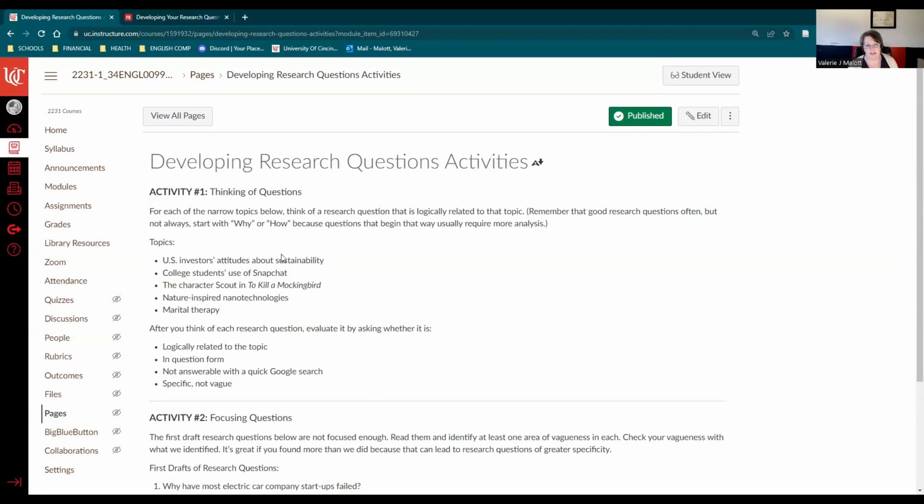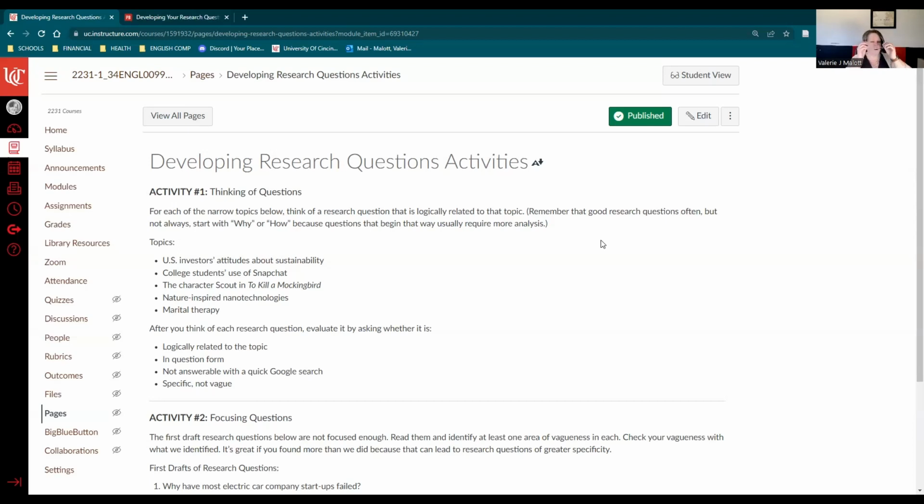So for each of the narrow topics that are suggested below, think of a research question that's logically related to that topic. You have to keep in mind that good research questions often, but not always, start with those words how or why, right? Not necessarily what. What is more of subject matter and is just simply reporting. Whereas if you are asking questions why or how, that leads more to a problem and the solution, right? A problem that needs to be solved. How can we solve the problem of high college tuition, right? How can we reduce the costs of college tuition?